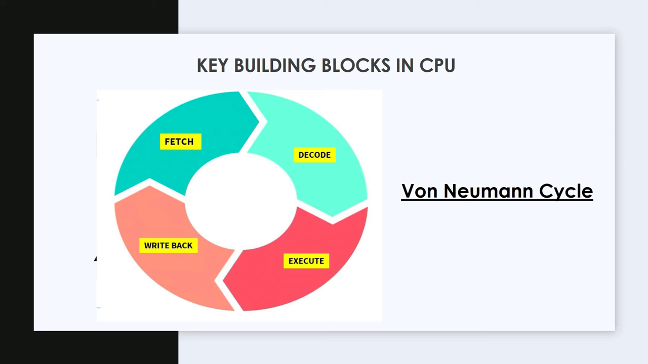Key building blocks in a CPU. You can see what is called the von Neumann cycle: fetch, decode, execute, and the execute step is either add, subtract, multiply, divide, or logic operations like AND, OR, XOR, NOT, and other branches. And it writes back, which goes to the register and memory.